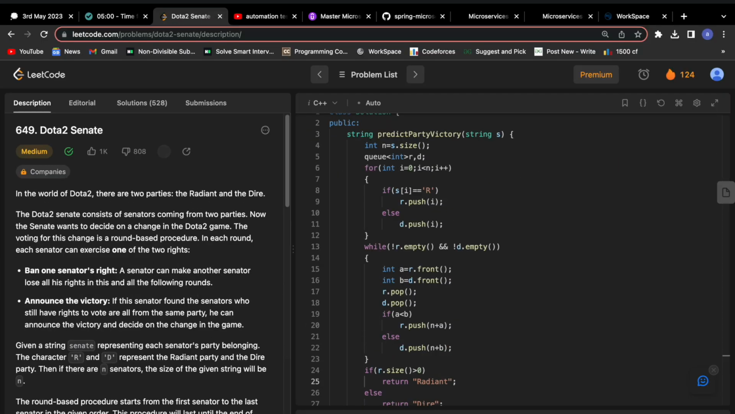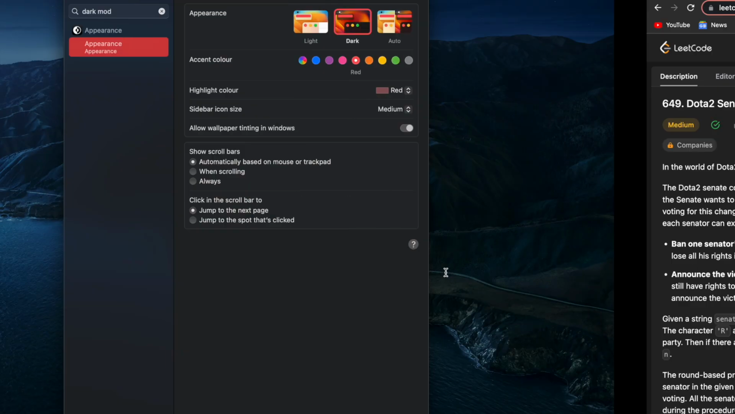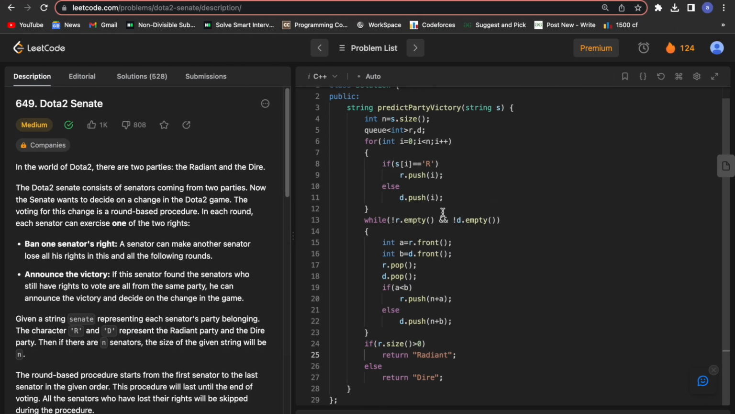I think you got this. The time complexity would be order of n, because mostly it will go until order of n plus n, not more than that. The space complexity would be order of n. Okay guys, thank you.